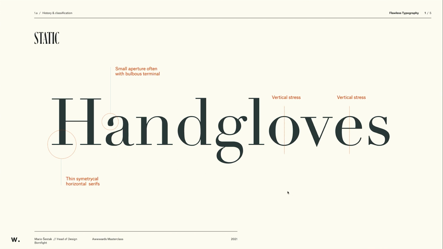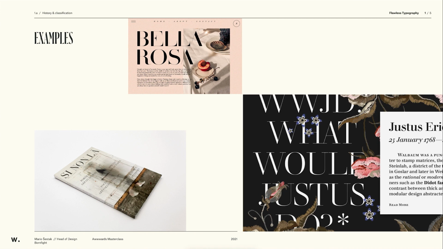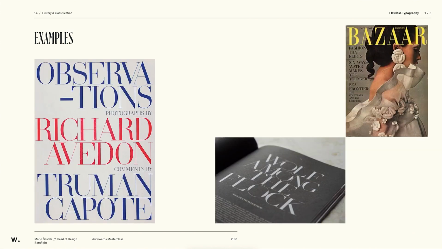Here you can see that they are characterized by strong vertical stroke contrast. They have a small aperture, often with this roundish terminal. The typefaces in this category are less written and more built, constant in proportion and structure. Here you can see static, or sometimes called modern, serif typefaces in use. Their contrast is very visible, and they are not suited for smaller sizes.